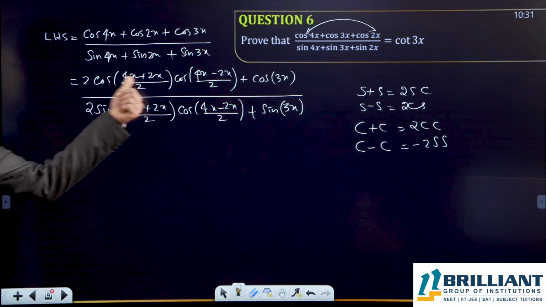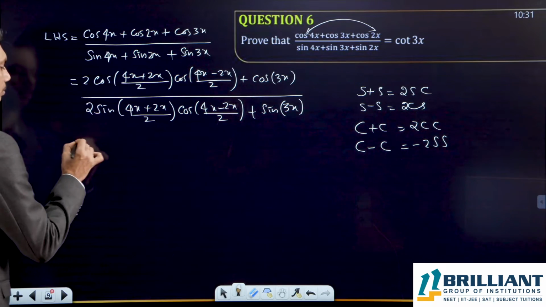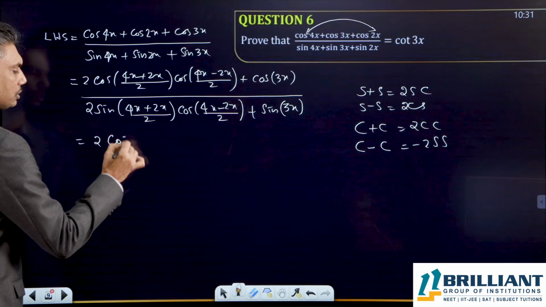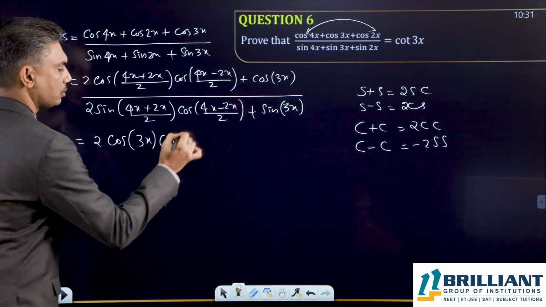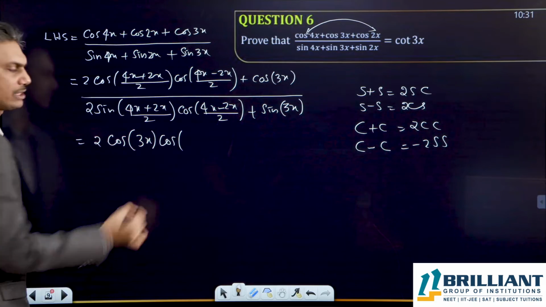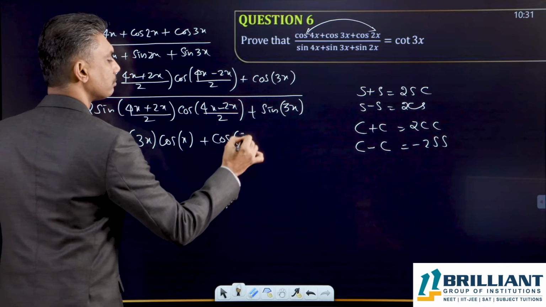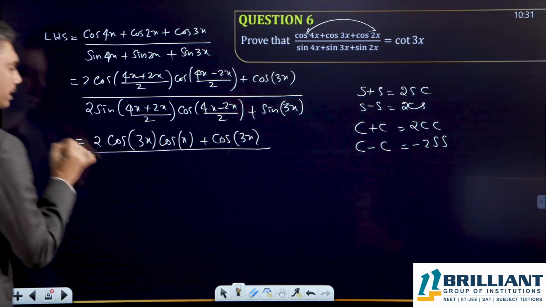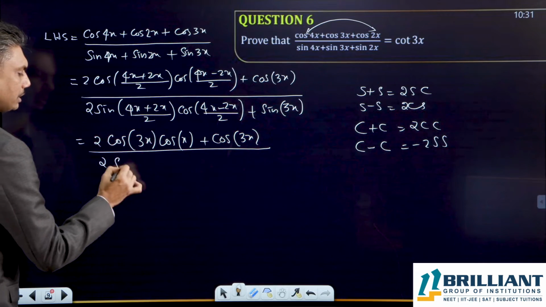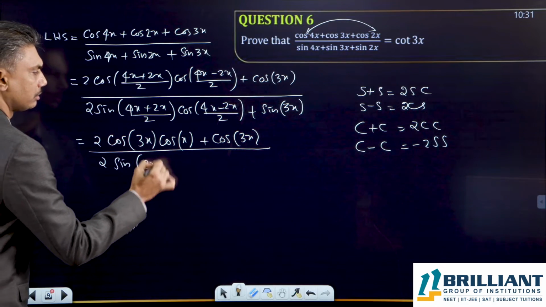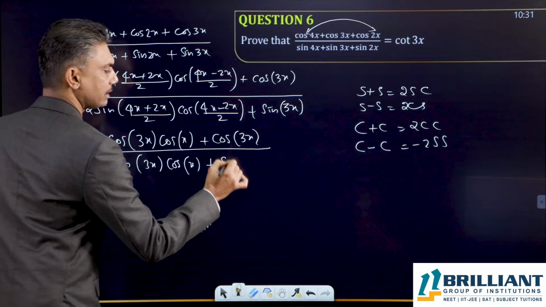Now, 4x plus 2x is 6x. 6x by 2 is what? 3x. So, this will be 2 cos 3x into cos 4x minus 2x, 2x by 2 is x, plus cos 3x by sin 4x plus 2x is 6x, 2 sin 3x into cos x plus sin 3x.